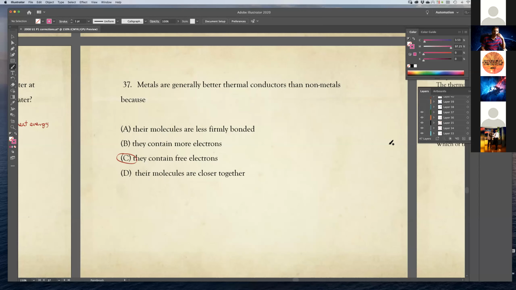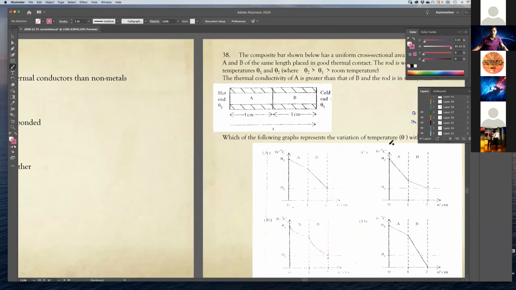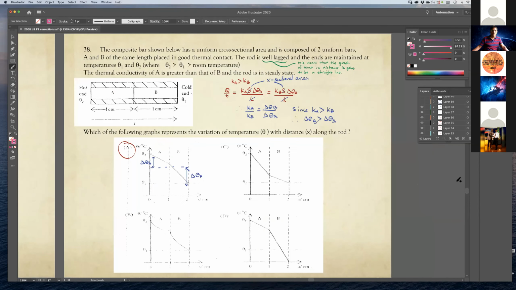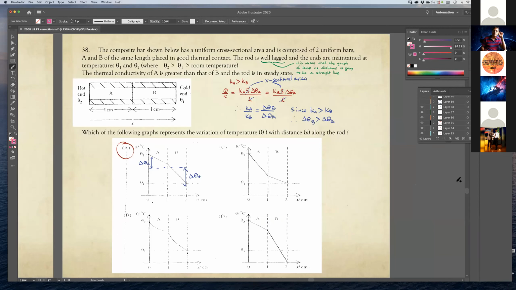Metals are generally better conductors than non-metals because, of course, metals have free electrons. No rocket science there. Again, we did this the other day. There was a basic premise that we keep saying. I put the answer in more detail here, where if you have a hot end and a cold end, you would have a transmission of heat across. Heat will be flowing across. They told us that the thermal conductivity of A is greater than B. A is a better conductor. Even though A is a better conductor than B, when thermal equilibrium is established, the rate of flow of heat through A is exactly equal to the rate of flow of heat through B. Let me write that down.